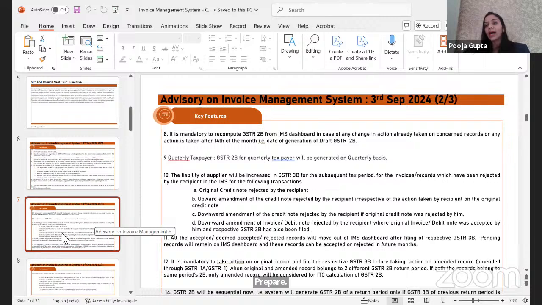Let us suppose by mistake I have accepted an invoice on the IMS dashboard, but later on I realize that it should be rejected. Can I do that? Yes, I can, but before filing the GSTR 3B only, not after that. That is the primary condition here. I can recompute my GSTR 2B and change my decision in terms of acceptance or rejection, but before filing the GSTR 3B only.